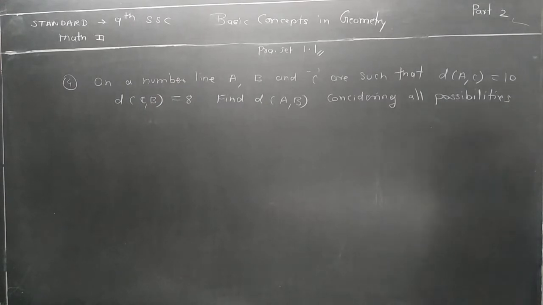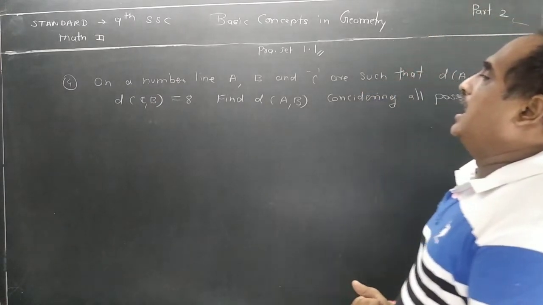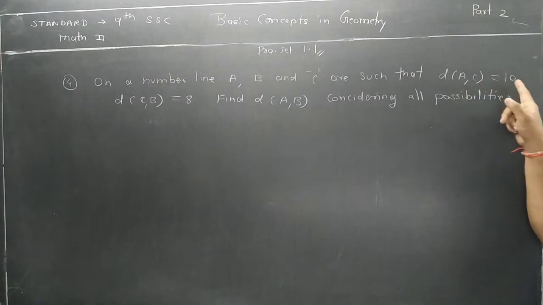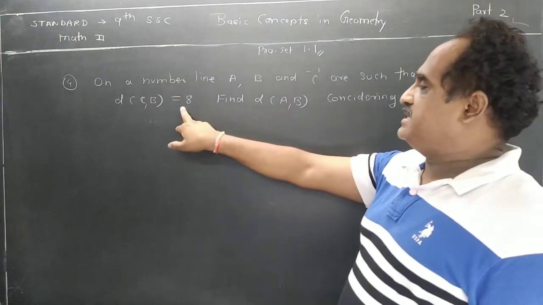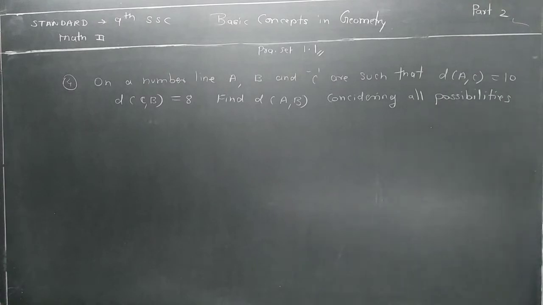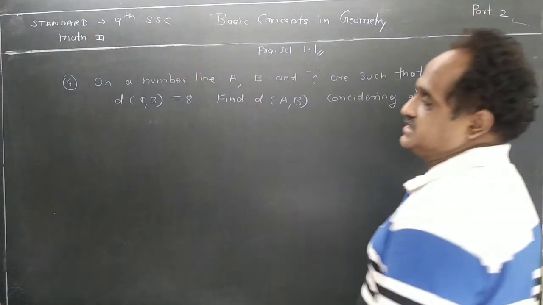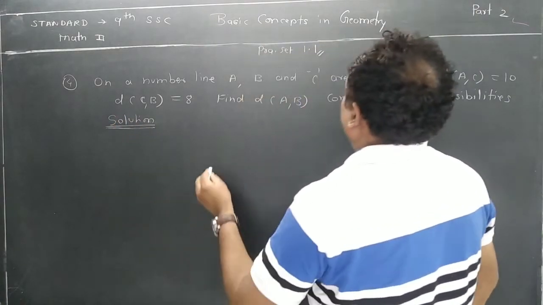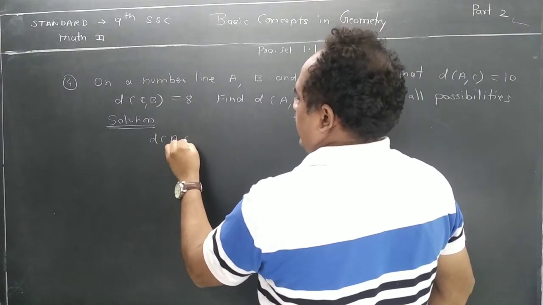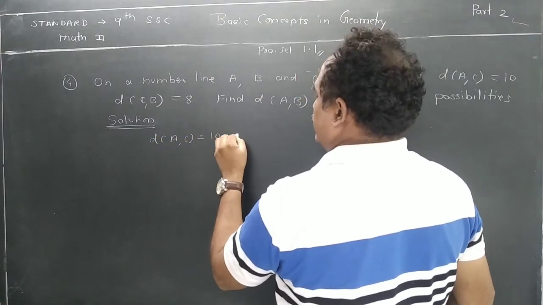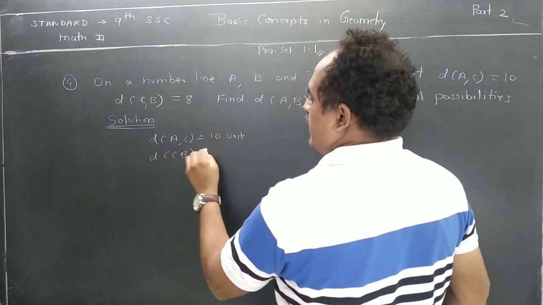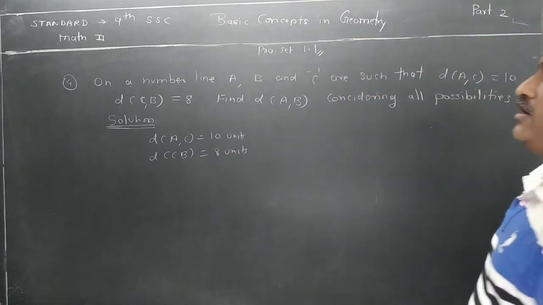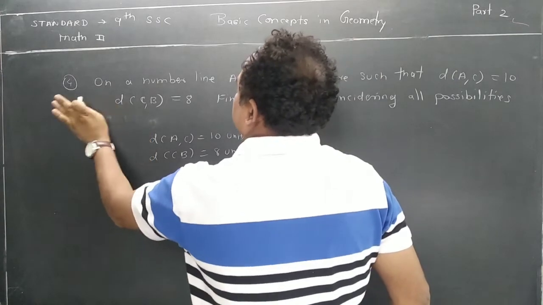Now there is a fourth question, on a number line. A, B and C are points such that the distance between A and C is 10, the distance between C and B is 8, and they have asked you for distance AB considering all possibilities. So for this you are going to write the solution. Distance AC is equal to 10 units. Distance CB is equal to 8 units. Is it right? Now you are going to do one thing: you put it as given. It will be better.